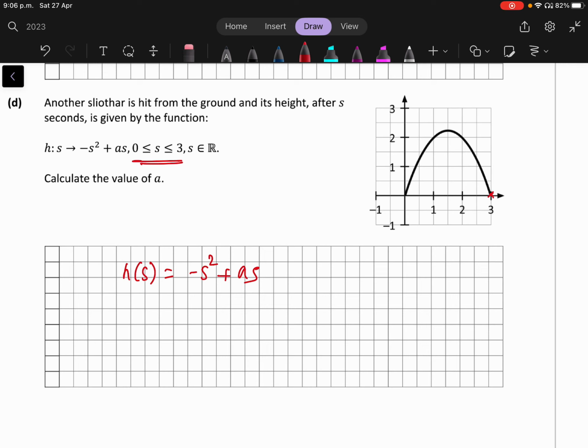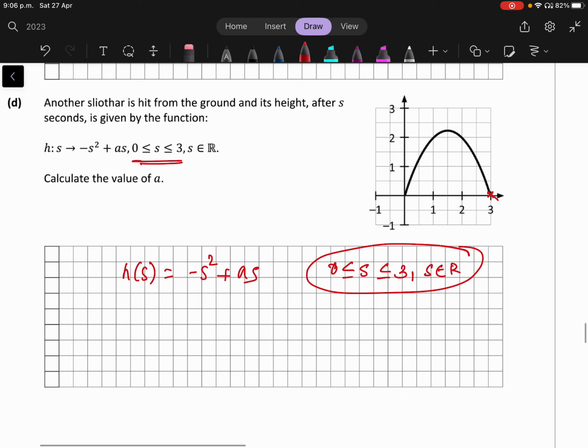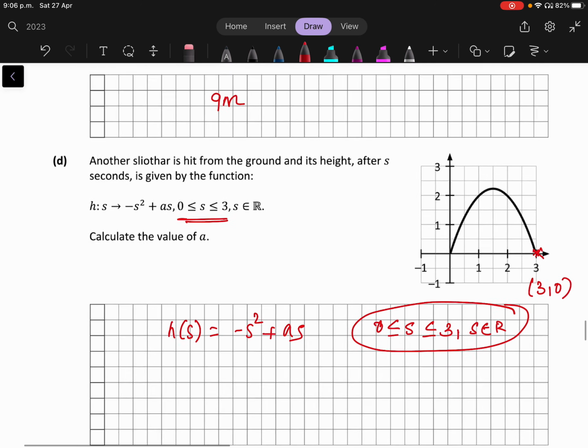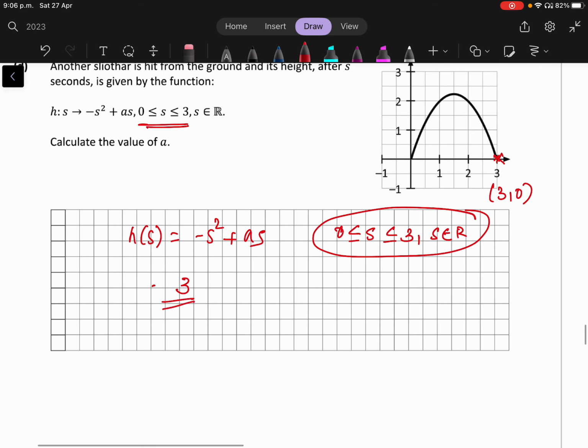Okay, and 0 ≤ s ≤ 3, s is an element of R. So you can just neglect this for the time being. Calculate the value of a. How will you find the value of a here? The point I have marked is (3, 0), and then the value of a will be 3.